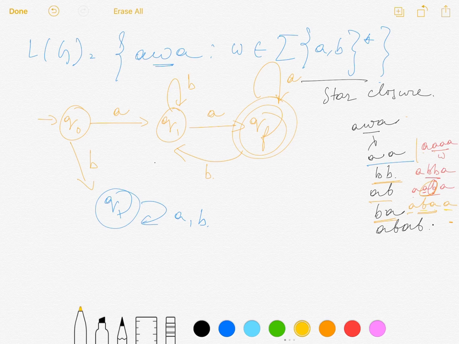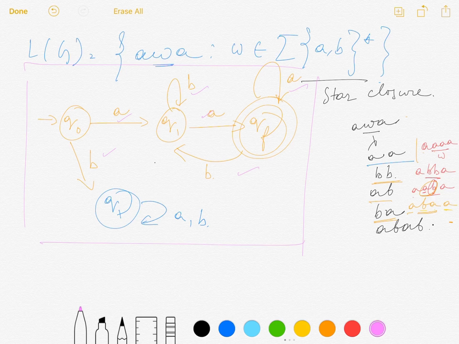Now check whether all the states have consumed all the input alphabets or not. Q0 has already consumed A and B. Q1 has consumed B and A. QF has consumed A and B. So this is my complete DFA for A omega A. I hope you understood this one.